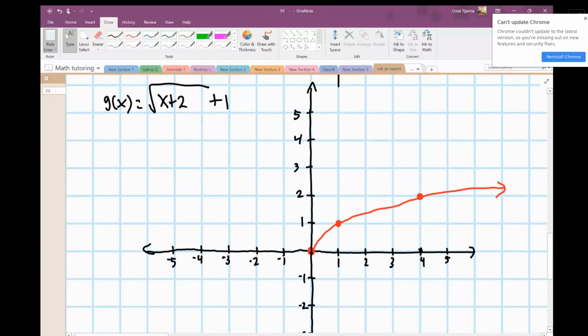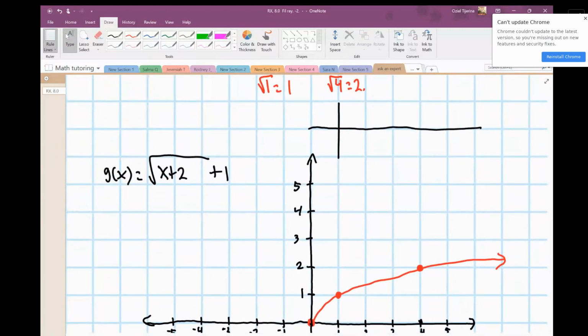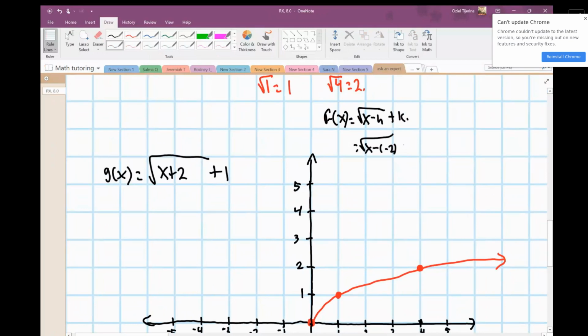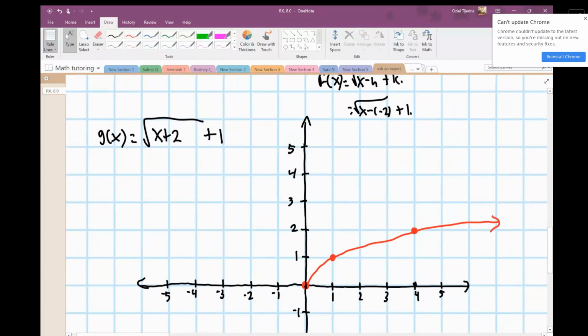So the thing is that in reality, the form of a square root function is the square root of x minus h plus k. Here we have the square root of x minus negative 2 plus 1. So really, it's translating 2 units left. So you have to translate each one 2 units left. So you go 1, 2, and then you do it again for this point, 1, 2.